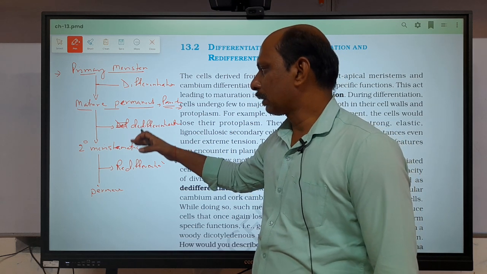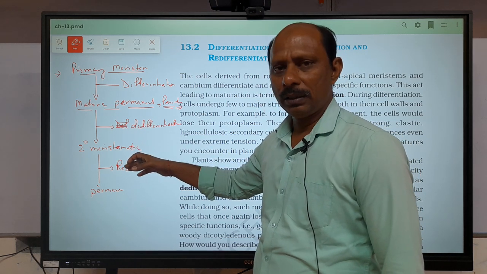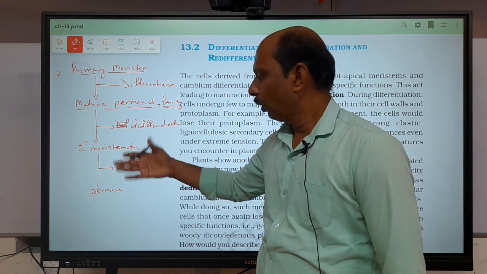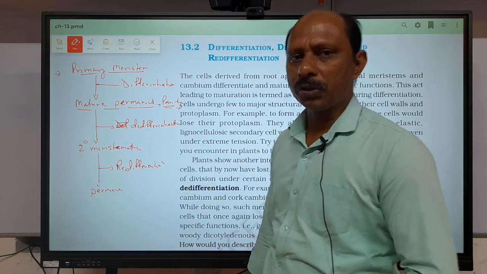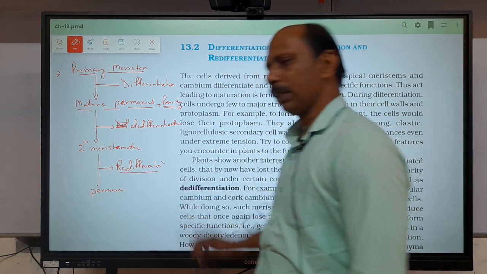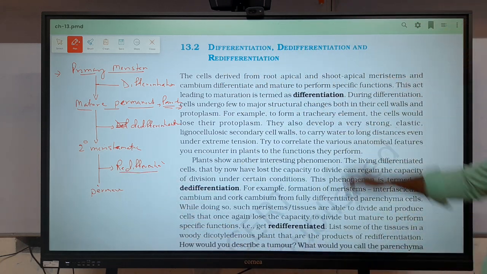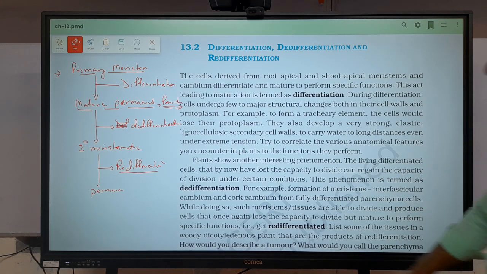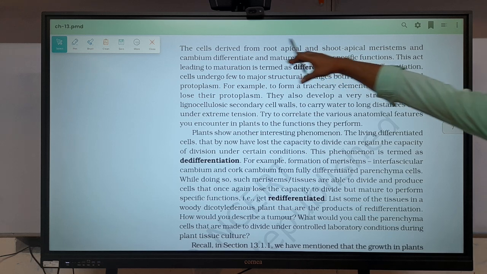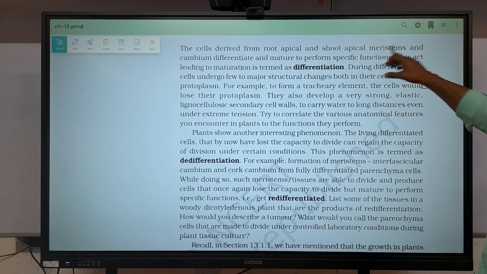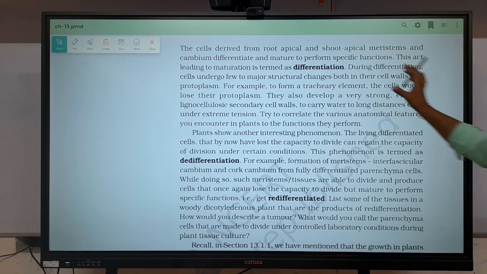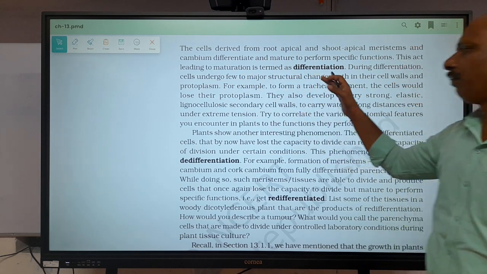And when these meristematic cells, that is interfascicular cambium or cork cambium, once more convert into phloem or xylem, that is permanent tissue, this is called re-differentiation. It is given here also. The cells derived from root apical and shoot apical meristem and cambium differentiate and mature to perform specific functions.